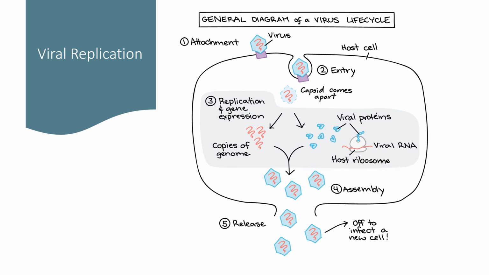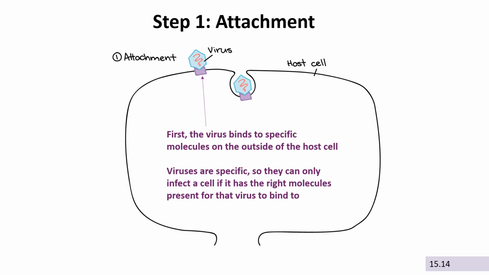Now that we've talked about some basics of viruses, let's work through the process of how viruses replicate themselves within their host cell. We're going to go through the basic process of the viral life cycle, how a virus infects its host and uses the host cell's organelles to replicate itself. The first step is attachment. The virus binds to molecules on the surface of the host cell. The right molecules need to be present for the virus to bind, so not all viruses can infect all types of cells.